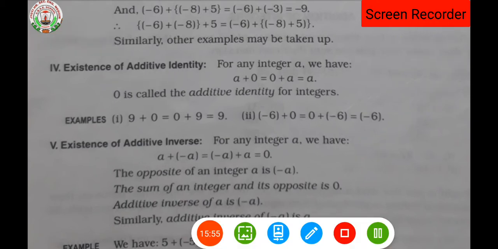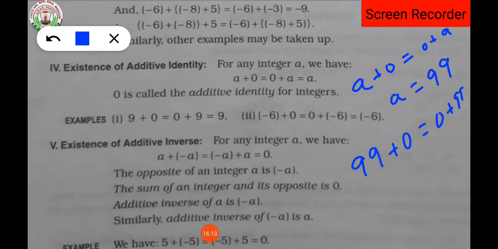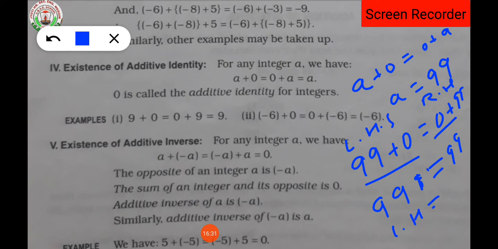What are we going to consider? What is the property? The property is a plus 0 is equal to 0 plus a. If the value of a is taken as 99, then 99 plus 0 is equal to 0 plus 99. This is the left hand side, and this is the right hand side. 99 plus 0 will be 99. Then 0 plus 99 will be 99. That means LHS is equal to RHS. Hence this additive property exists. Clear?